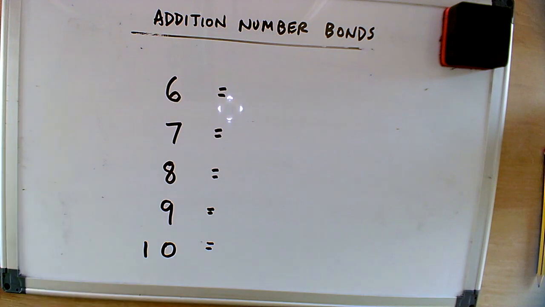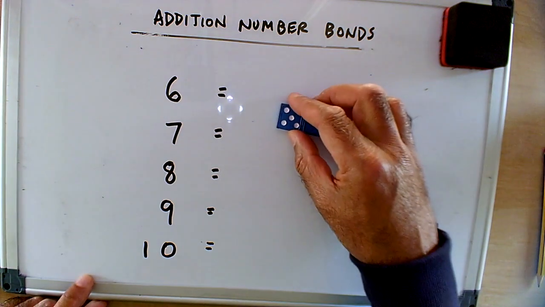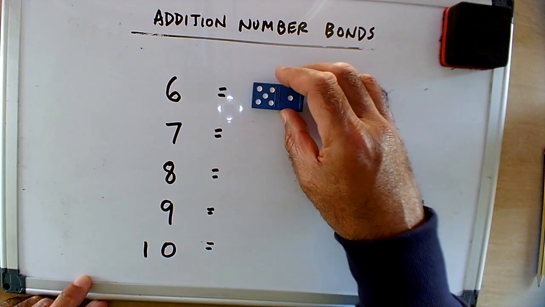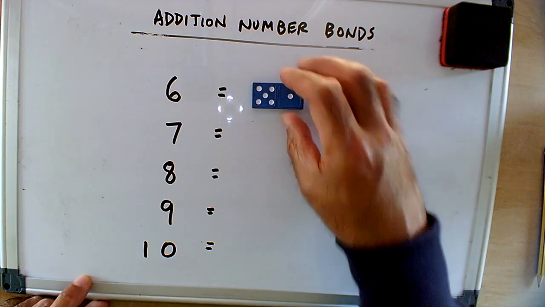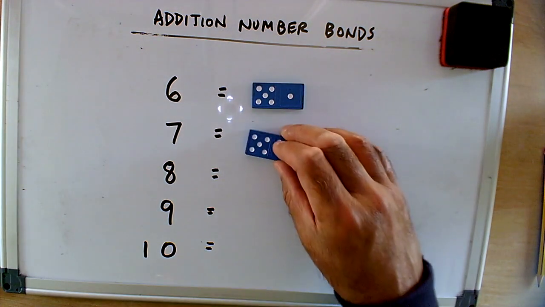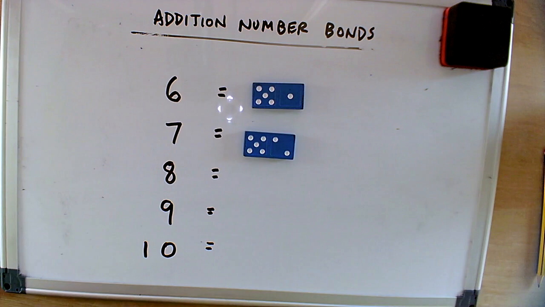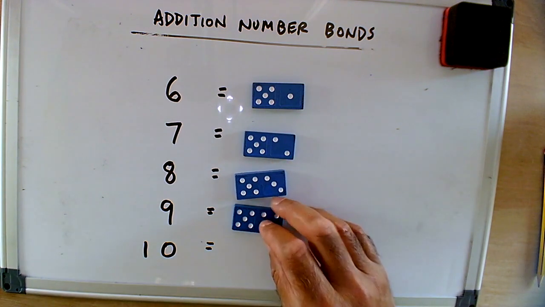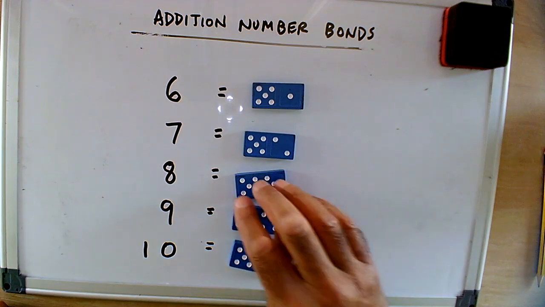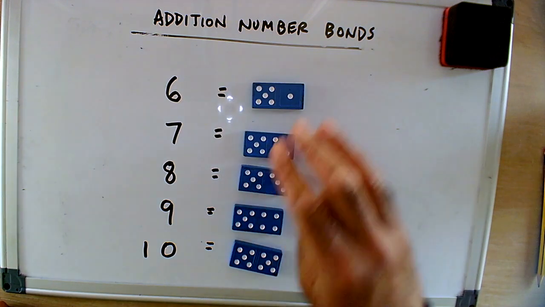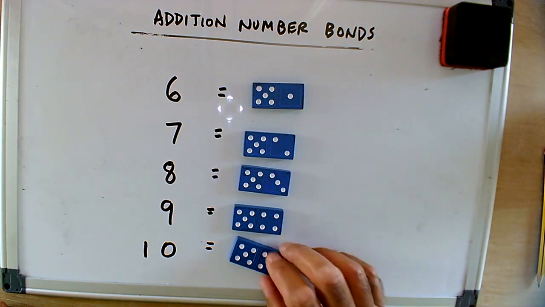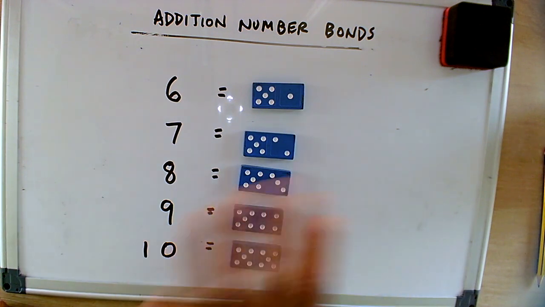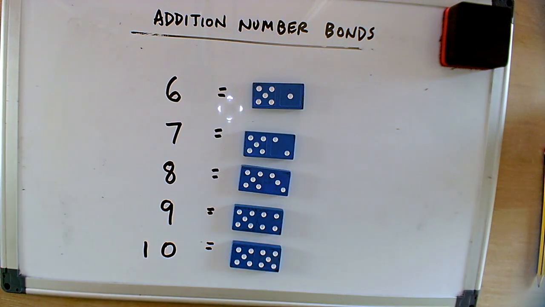So finally, I'd like you to get used to recognizing the numbers in terms of 5. So 5 and what? So 6 is 5 and 1. 7 is 5 and 2. 8 is 5 and 3. 9 is 5 and 4. And 10 is 5 and 5. So when you recognize the numbers in terms of 5 and something, then it's very easy to add them together. And so it's going to be very easy for you to remember your addition number bonds.